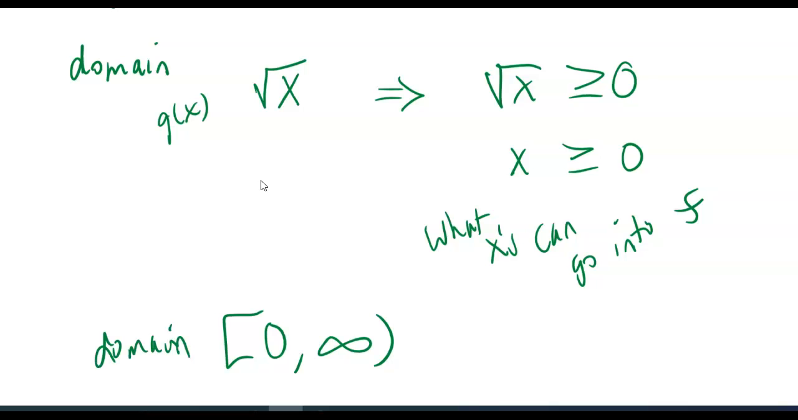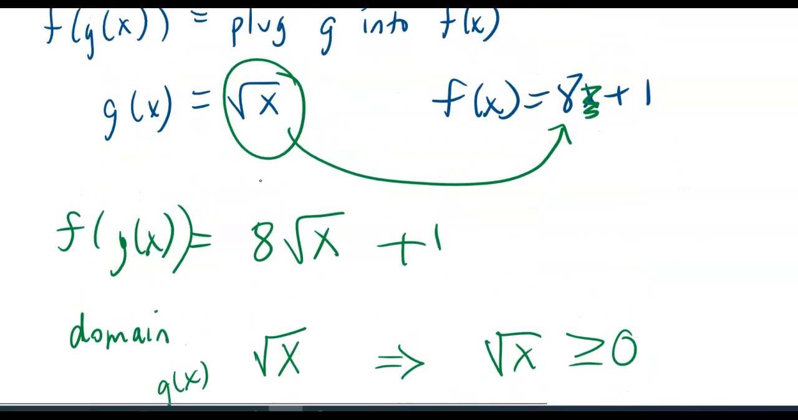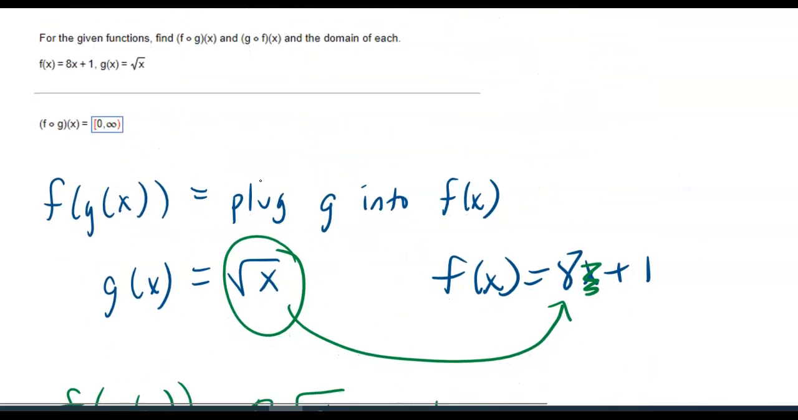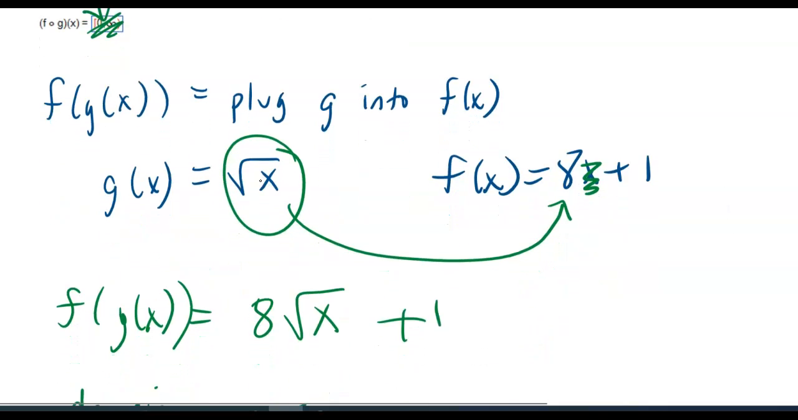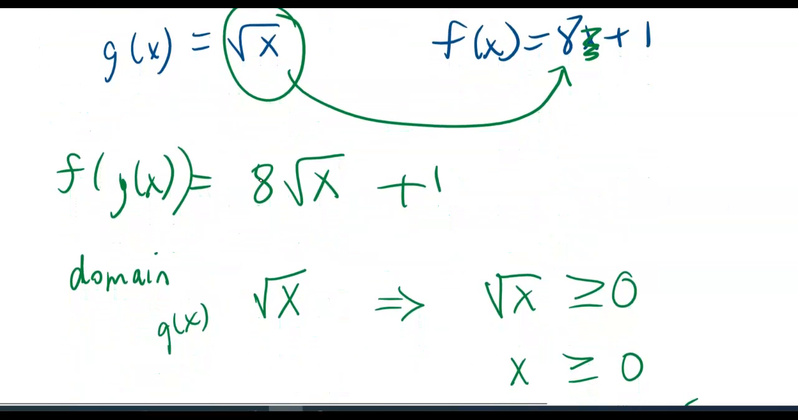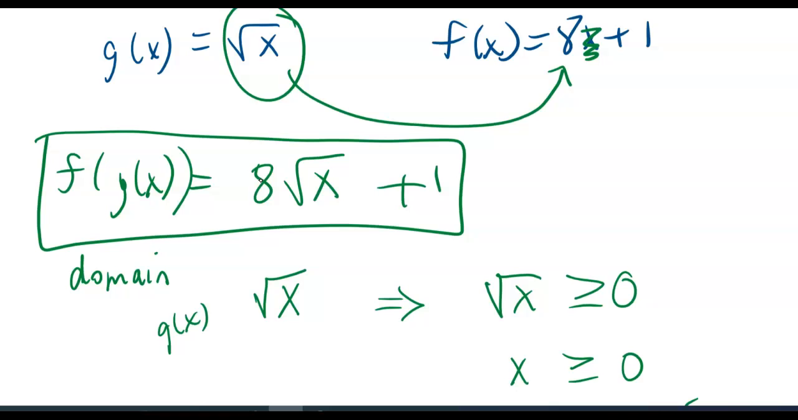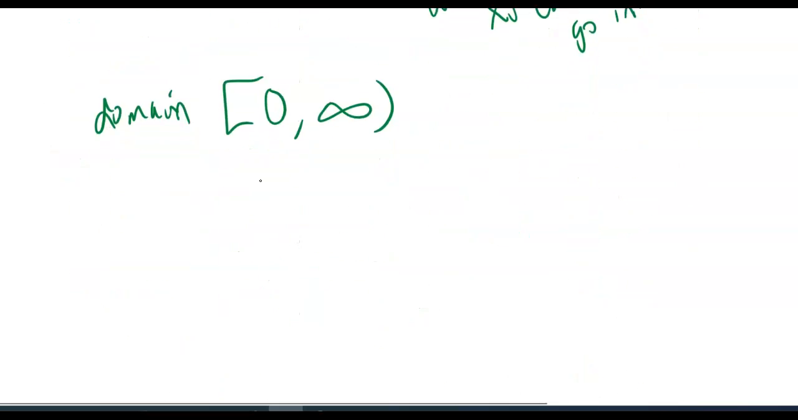But the question is asking us two pieces. The question asks us, what is f of g of x? So that's what we'll type in this box. Don't type in the domain here yet, right? Wait for them to ask you for that domain. What you want to type in there is what we got right here for the composed function. Now let's do the next part.